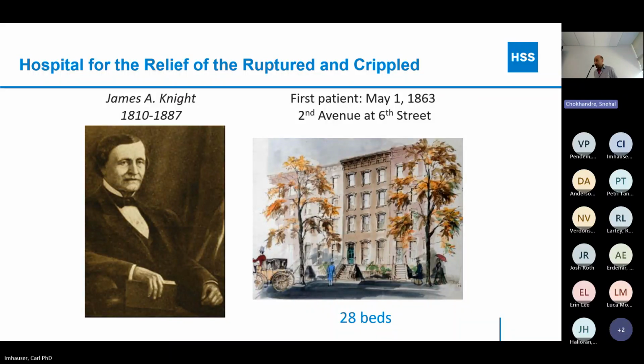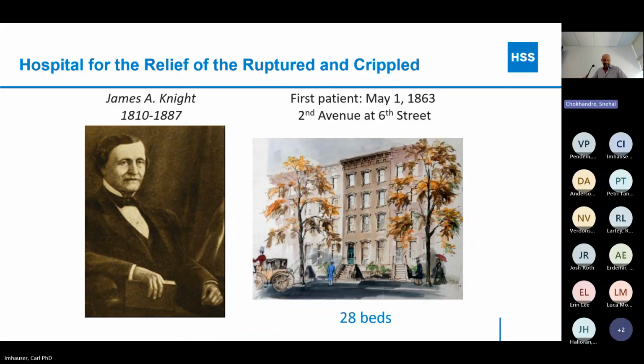So Hospital for Special Surgery was originally known as the Hospital for Relief of the Ruptured and Crippled. That was founded in 1863. It's the oldest orthopedics hospital in the nation. The Civil War was between 1861 and 1865, so this was founded smack dab in the middle of the Civil War. New York was a very tempestuous time at this point. There were riots going on because of the draft.